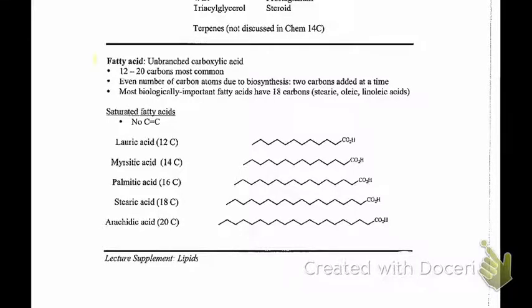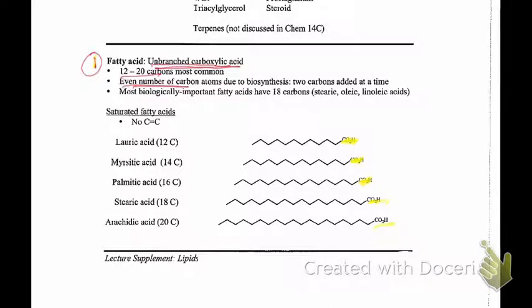Alright, so let's talk about the first class here. The first class are fatty acids, and this is pretty simple. These are unbranched carboxylic acids. So you have to have the carboxylic acid functional group, which you see in these compounds here. And then the other key to these compounds is they have to have 12 to 20 carbons, and they have to have an even number of carbons.